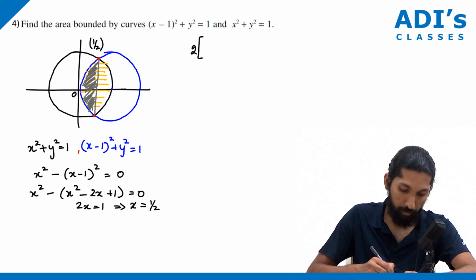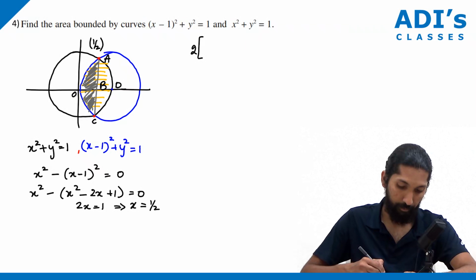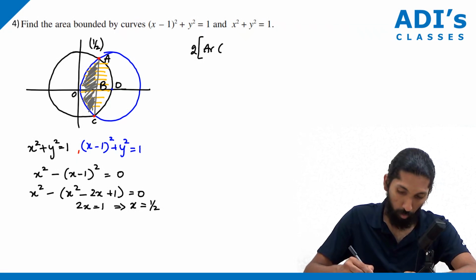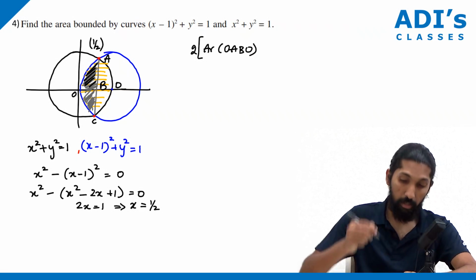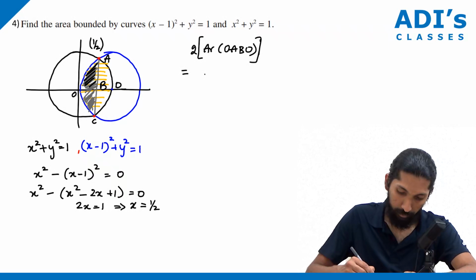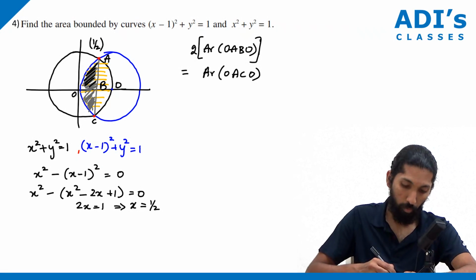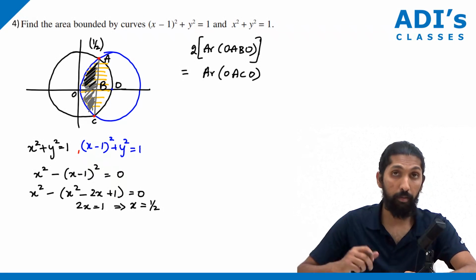So let's call this point A, this B, this C, and this D. So what we are doing is 2 times the area of OABO. That gives us the upper area. Twice of that is going to give us the area of OACO, correct? OACO is going to give us that one part of it. This is one part we have to calculate.